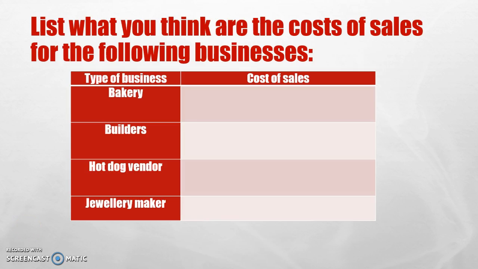So what I want you to think about is the cost of sales. The cost of sales is effectively the amount of money that it costs to make a product. So try and just think of variable costs and you won't go far wrong. There is a subtle difference, but for the purposes of what you need to know for the exam, just think variable costs. So what are the cost of sales for a bakery, a builders, a hot dog vendor and a jewellery maker? Press pause, have a go.